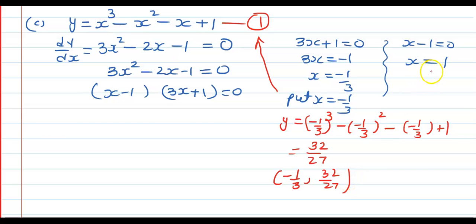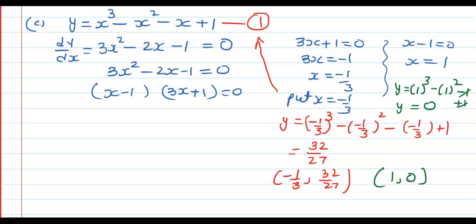So in the same way, you can put x equal to 1 here. So if you put x equal to 1 here, y equals 1 to the power 3 minus 1 to the power 2 minus 1 and plus 1. So what is coming here? y is 0. So second stationary point is 1 and 0. Is that okay? Yes? So far so good.